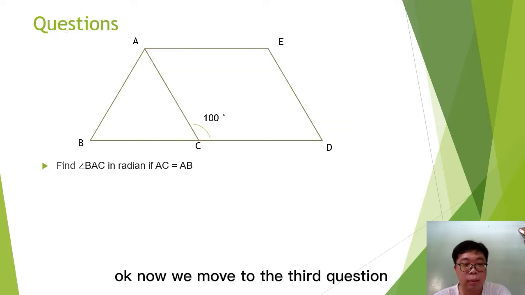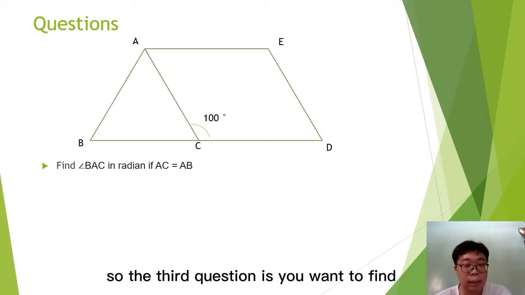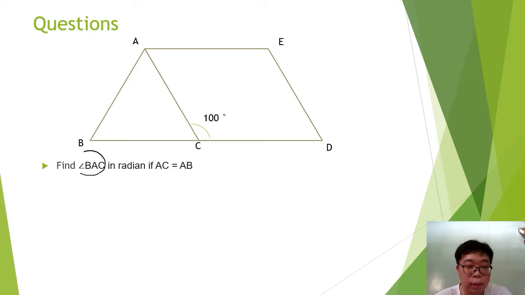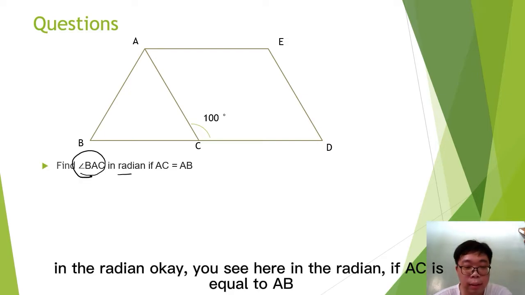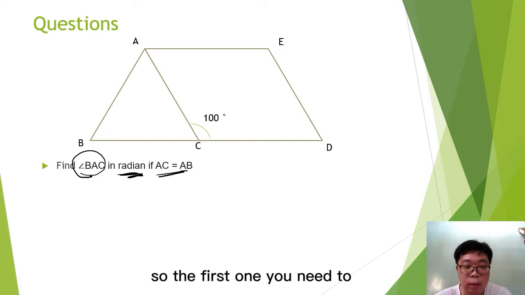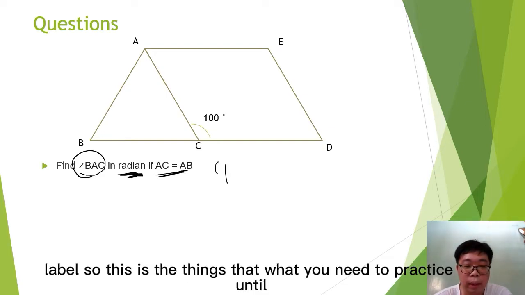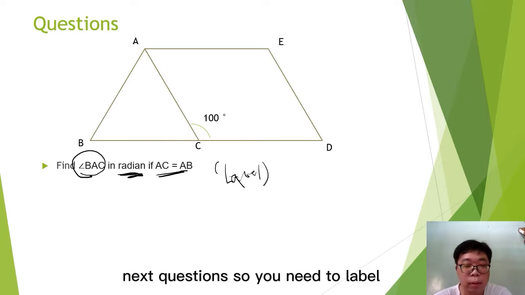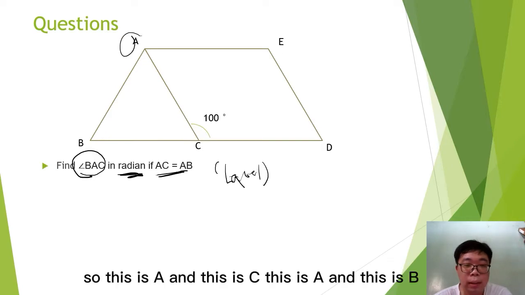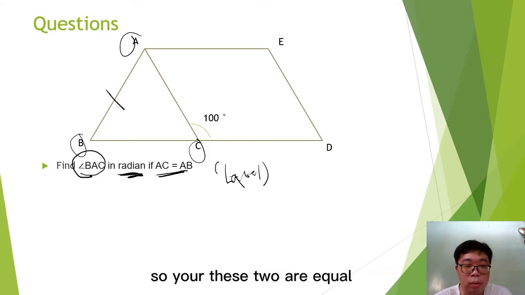Okay, now we move to the third question. The third question is, you want to find angle BAC in radian, if AC is equal to AB. The first thing you need to do is label. This is something you always need to do in your next questions. So you label AC and AB. This is A, and this is C. This is A, and this is B. So you have these two equal, and this is the symbol for equal.